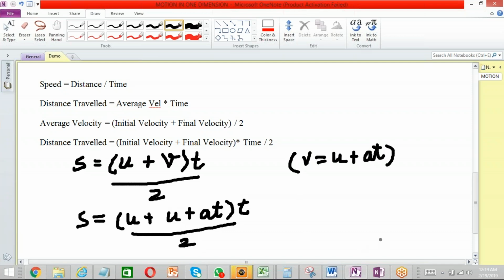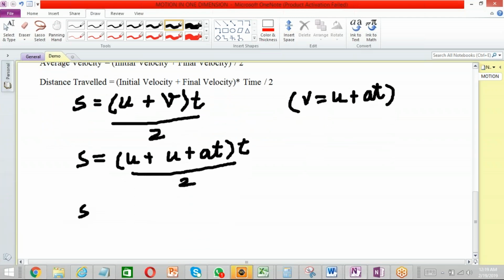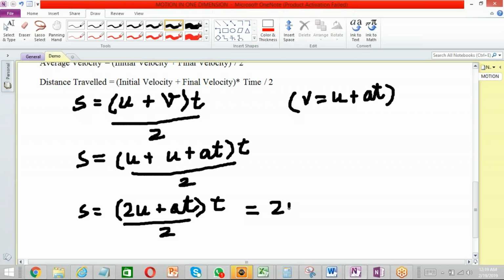If you put the value of v from the first equation of motion, now what will happen? This s can be further written as u plus u, that will become 2u, plus at into t upon 2, isn't it? Now just open the bracket, and you will find that it will become 2ut plus at square, upon 2.